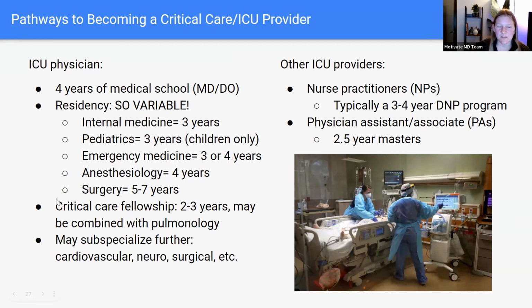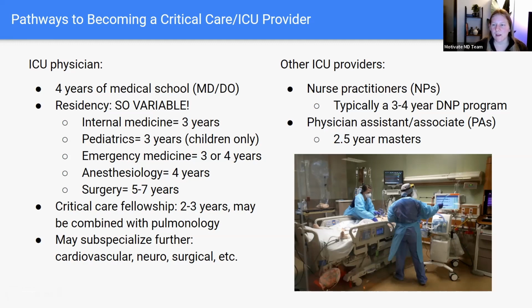The one thing that you'd have to do is a critical care fellowship after your residency, or sometimes during your residency. That is also a possibility, especially for surgery because they're so long. But the critical care fellowship is going to be 2 to 3 years long, especially if you do internal medicine or pediatrics. Sometimes your fellowship is combined with pulmonology, so then you're double board certified in critical care medicine and in pulmonary medicine. And then, like most other things, you can further subspecialize into different organ systems or problems that patients have. So you can only work in the cardiovascular ICU or the neuro ICU or a surgical ICU or something like that.